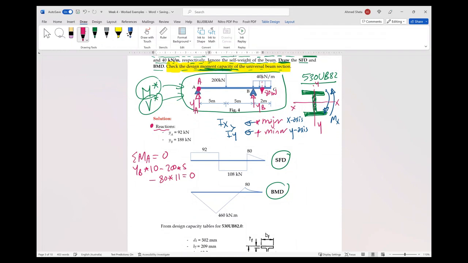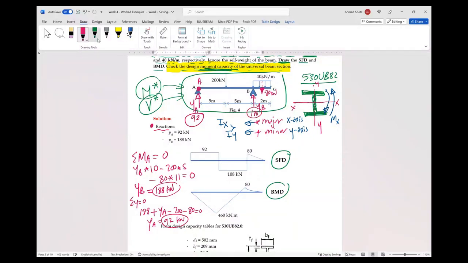Do you have any problem with the reactions, or is it easy for you? That's fine. Okay, from here we will get YB. So YB will be 188 kilonewton. If you apply summation of y equal to 0, we have YB up plus YA up minus 200 minus 80, all of that equal to 0. So YA will be 92 kilonewton. Now we have 92 up, 188 up.